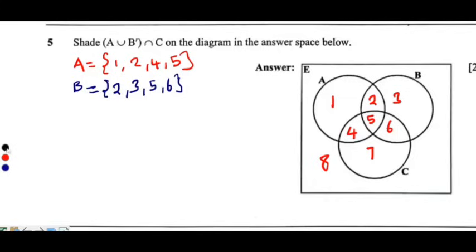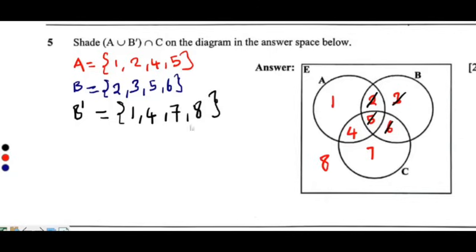Now from here, let us find B complement, because here we've got B complement. For B complement, we should exclude the elements that are in set B. So the remaining elements, that is B complement. The elements that are in set B are 2, 3, 5, 6. So we exclude 2, 3, 5, 6. The remaining elements we have are 1, 4, 7, 8. This is our B complement.